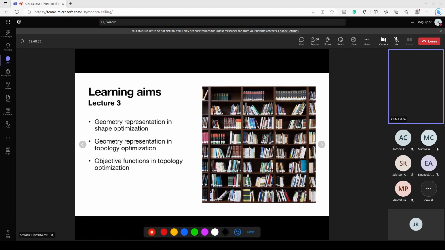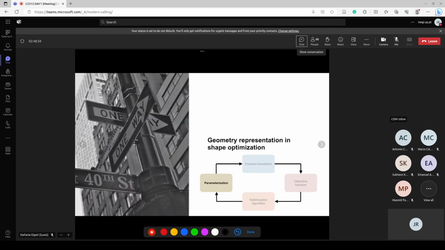So now I would like to speak about geometry representation in shape optimization. We already spoke about the splines, but how does this work in a shape optimization context? I would like to speak about geometry representation in topology optimization. How can we find these layouts? And I would like to summarize some objective functions in topology optimization.